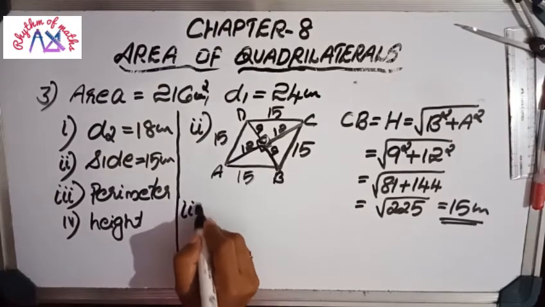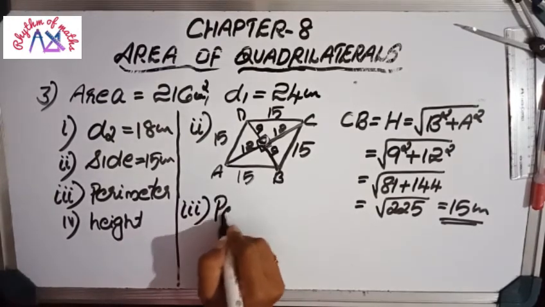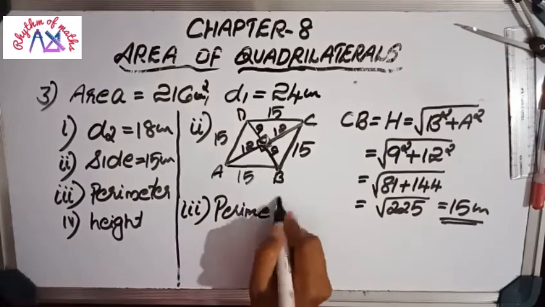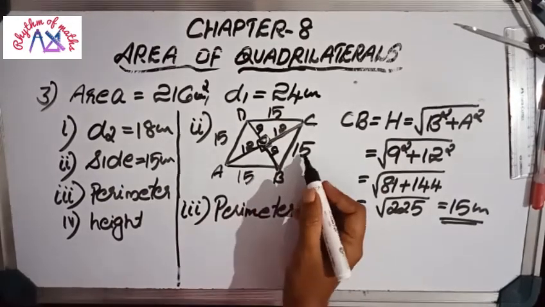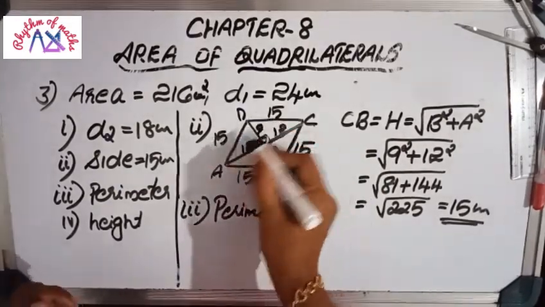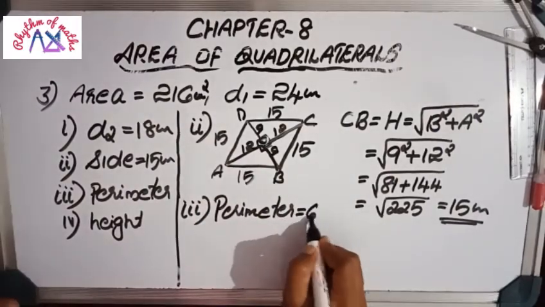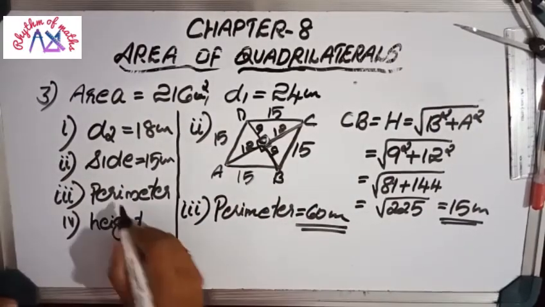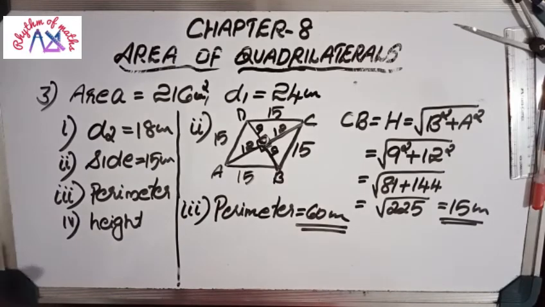Now the third sub question is what? Perimeter. So perimeter means the sum of all the sides. Okay, so 15 plus 15, 30. 30 plus this 30 is 60. So 60 centimeter is the perimeter. That is the third sub question.